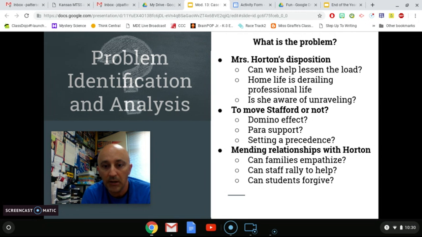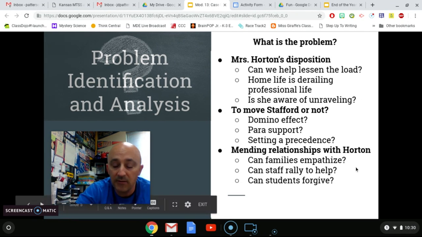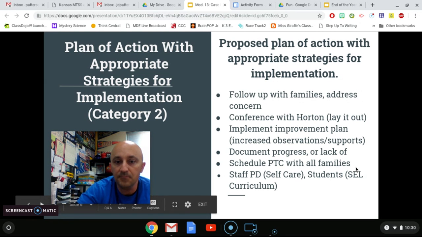And then para support. If we move students out of this class, is that going to affect para support for Mrs. Horton's classroom? Mending relationships with Horton. Like I'd said in the previous slide, she has kind of burned some bridges with staff, definitely with the families in her room, and then the students themselves are not enjoying being in that classroom.